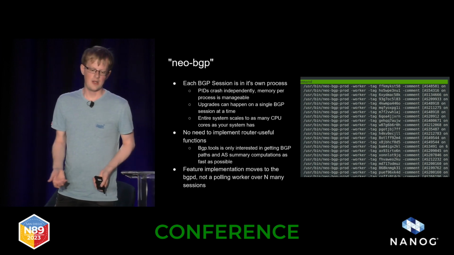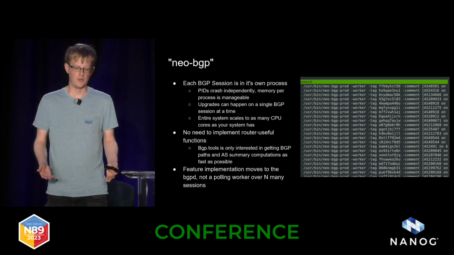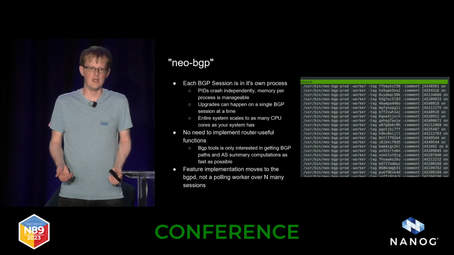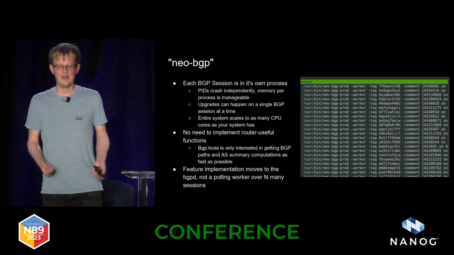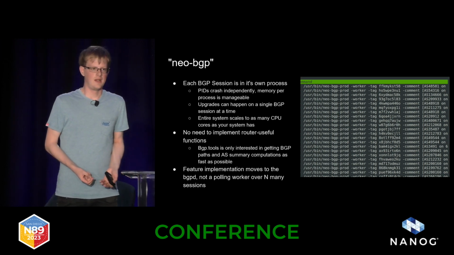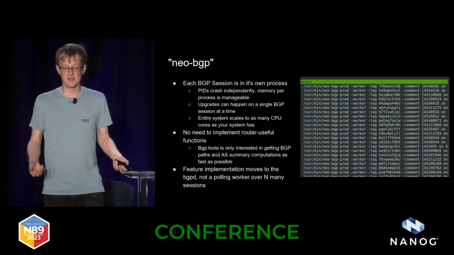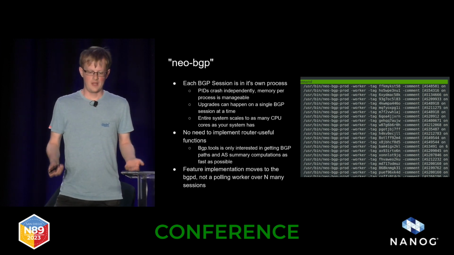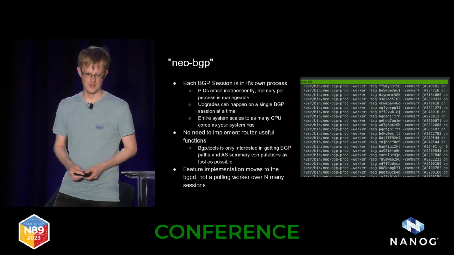The other interesting thing about NeoBGP is that it implements no useful router functions. It could never really be used to power a router because it doesn't need to. It's not interested in doing things like best route calculation, or AS summaries or things like that. It doesn't need to figure out recursive routes.